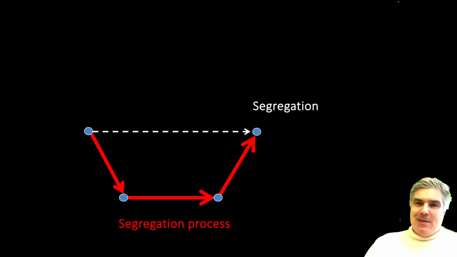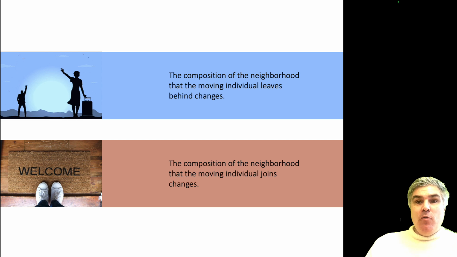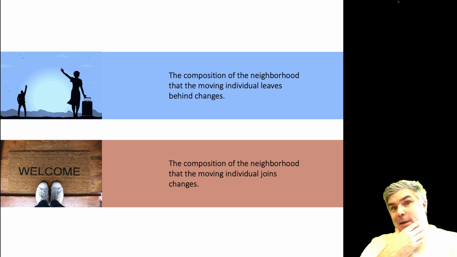The idea in the segregation process is that it's a bit like a domino effect, a bit like a chain reaction, one thing that kicks off that leads to more segregation and so on. And what are the elements in this? When you move from one place to another, there are two things that happen. First one, the composition of the neighborhood that the moving individual leaves behind changes. When you move out of a city, there's one person less of your ethnic origin, of your age, of your educational background there than there was before. Similarly, the composition of the neighborhood that you move into changes. Suddenly, there's one more person with a white jumper and no beard anymore.